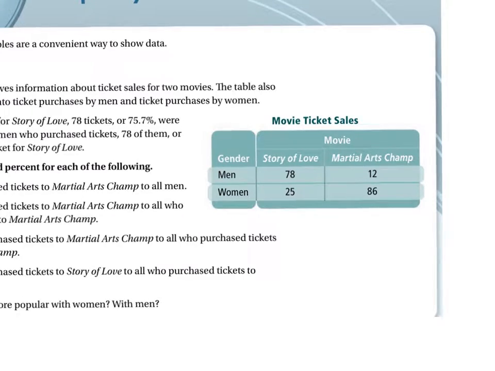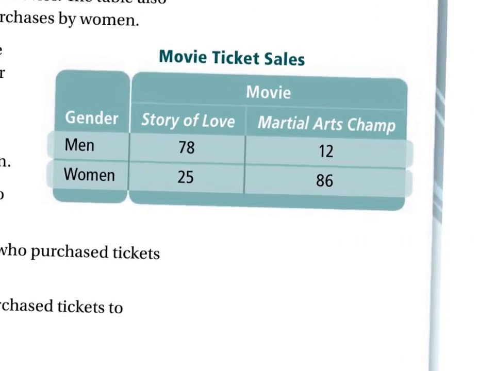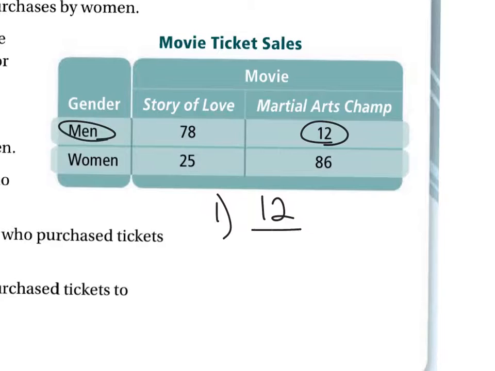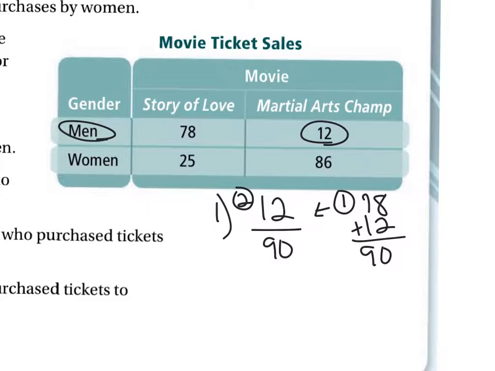And so you can see that we had 12 men that purchased tickets to Martial Arts Champ out of a total of 90. Now, even though this is a simple calculation, we should still write this on our paper. That way, in case we add wrong, somebody's got something to look at. So that's 12 out of 90.